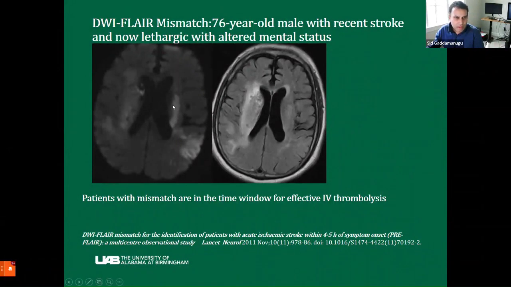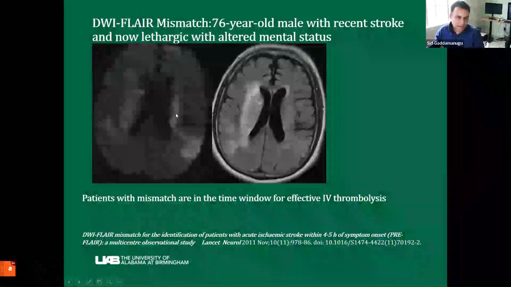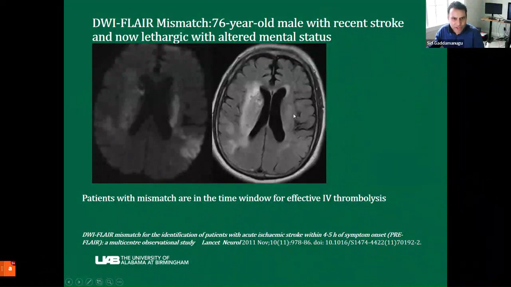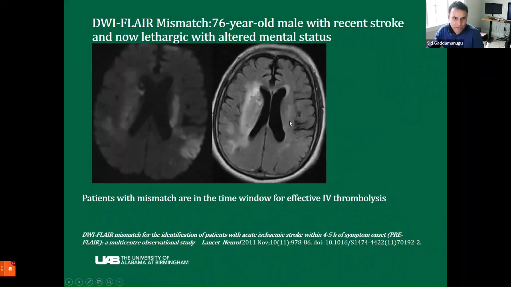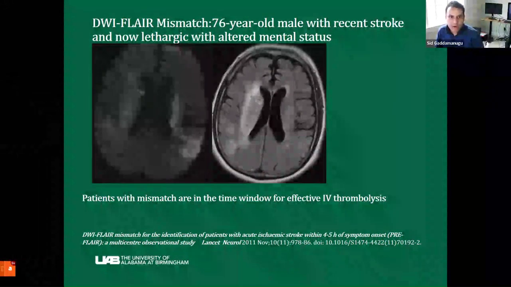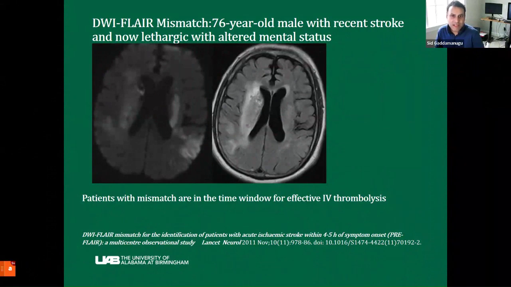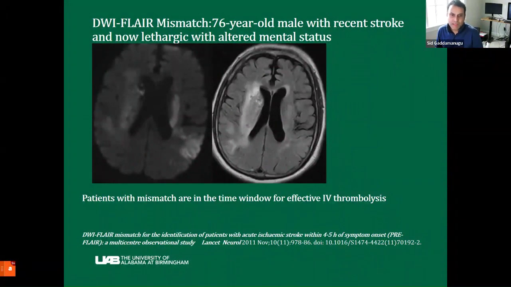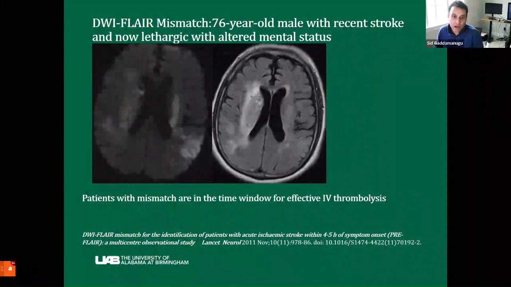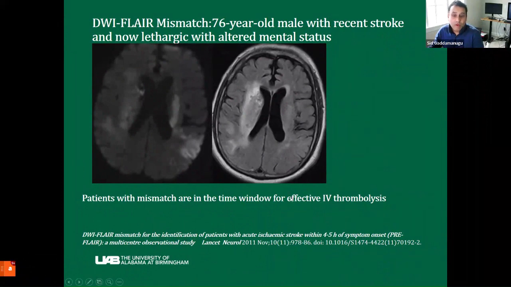And you see this new infarct developing in the left basal ganglia and left parietal cortex, which is faintly seen on FLAIR, but not that impressive. So this is the best example I could get for a diffusion FLAIR mismatch. Essentially, a diffusion FLAIR mismatch on an MRI in the acute setting means that this infarct is less than 6 hours old, because as we discussed, FLAIR takes approximately 6 hours to develop. And these patients who have a diffusion FLAIR mismatch are in the time window for effective thrombolysis.